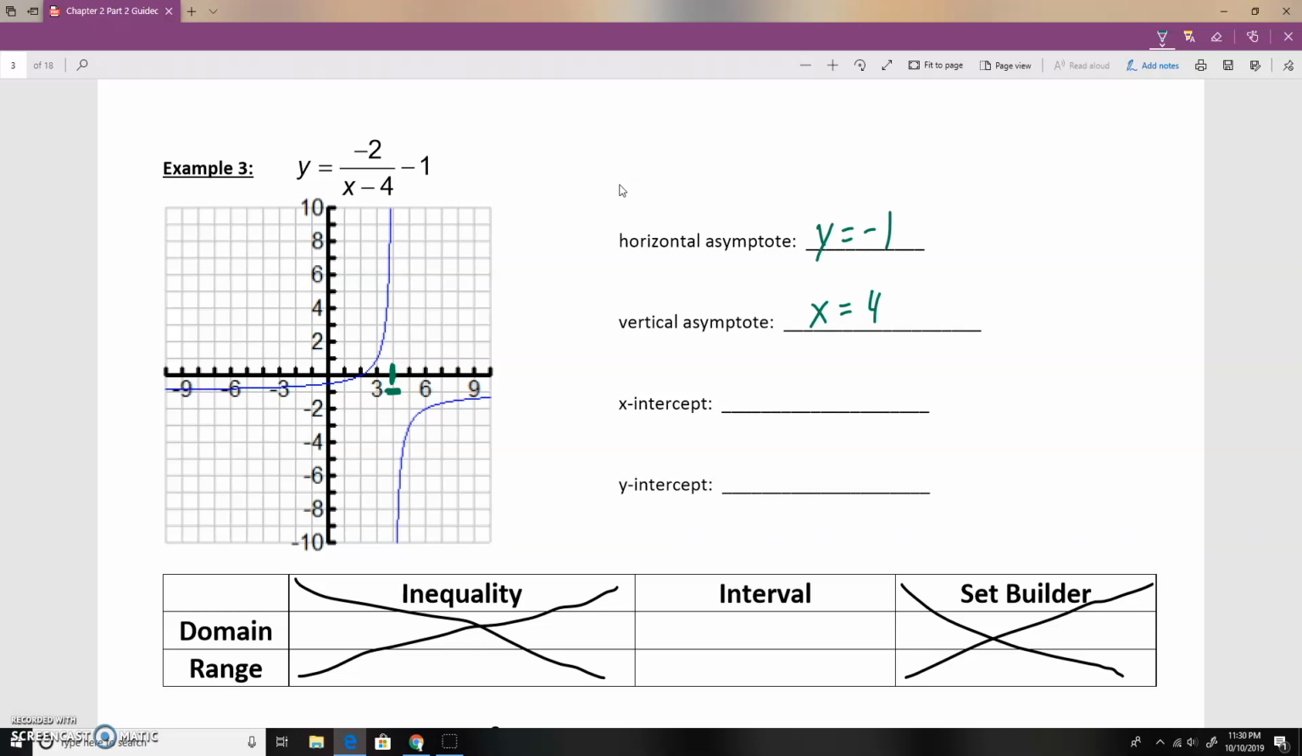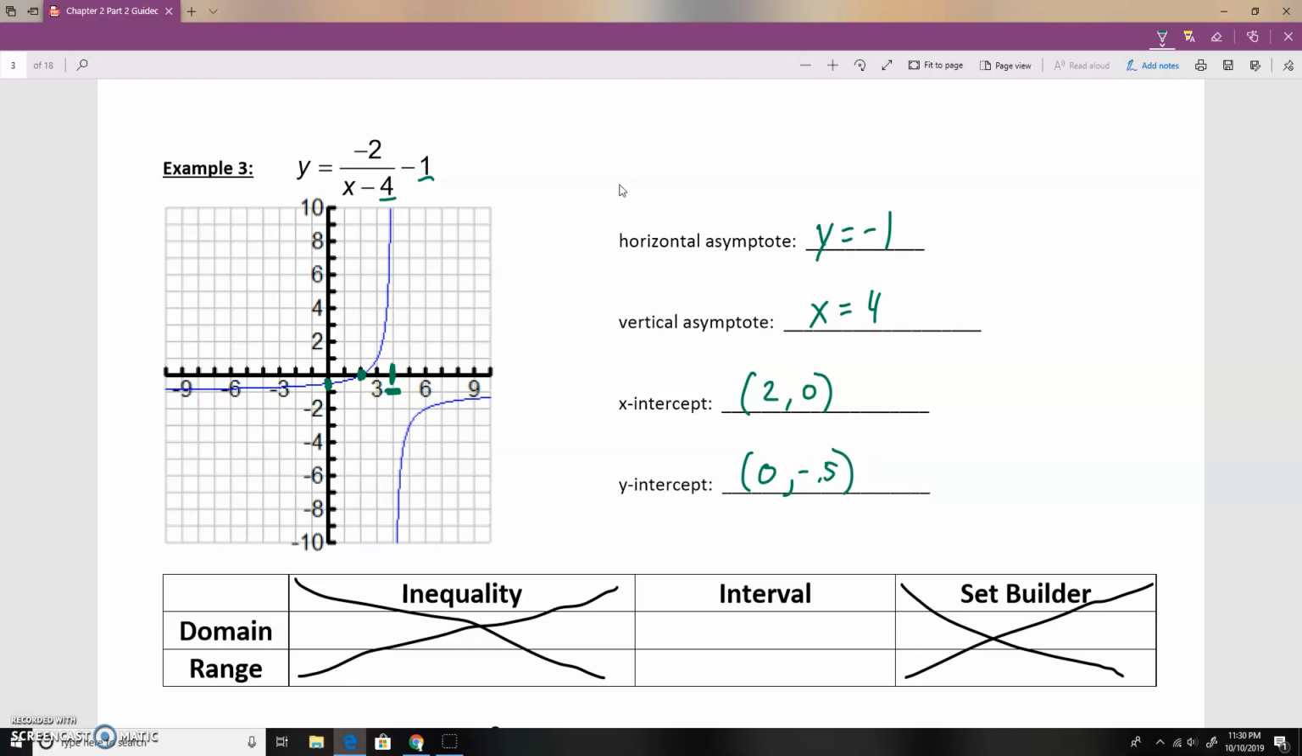Okay. Notice those values are also found right here in the equation. All right, our x-intercept, we can look on the graph here. It's right there on the x-axis at a value of (2, 0). And our y-intercept is right here, which happens to be the value of (0, -0.5).